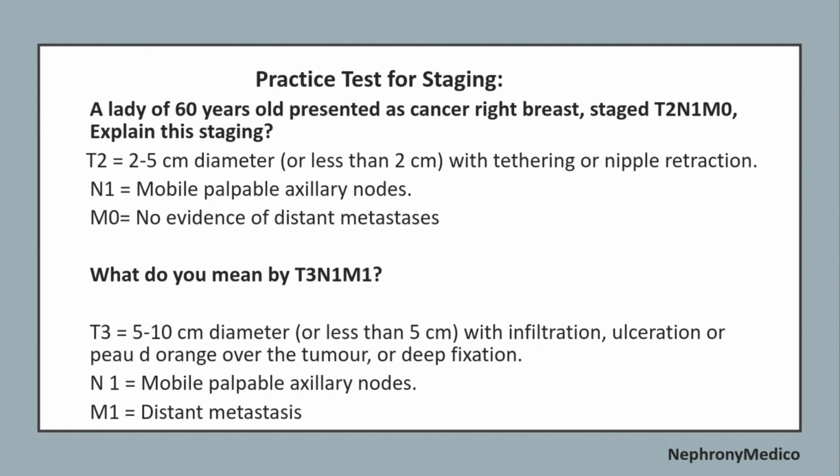So, what do you mean by T3 N1 M1? T3 means the tumor is 5 to 10 cm in diameter with infiltration, ulceration or peau d'orange over the tumor, or defixation. N1 means mobile palpable axillary nodes and M1 means distant metastasis.